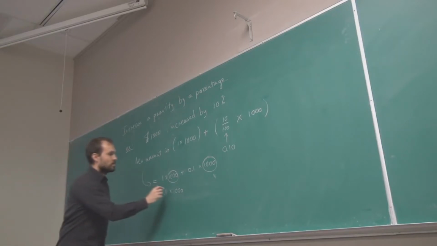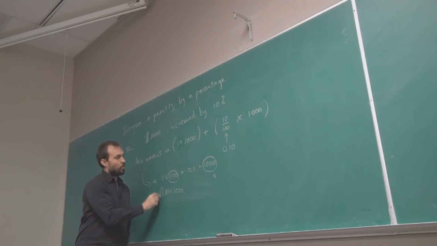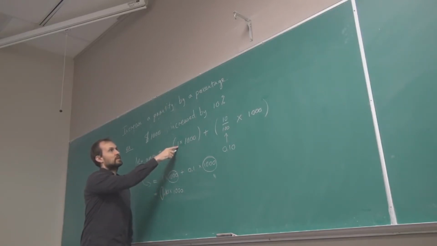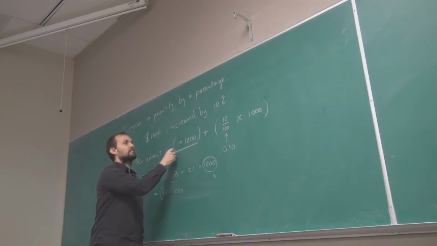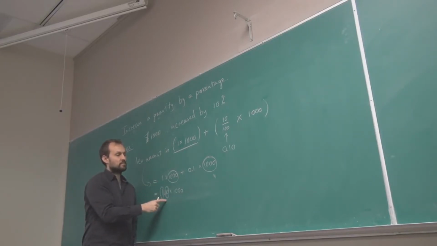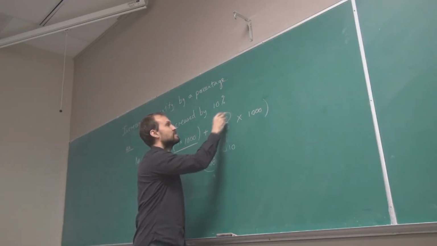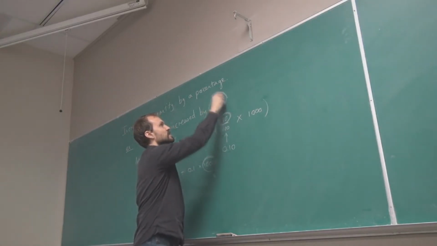Now I'm going to write the 0. Where do these come from? The 1 comes from my original amount still being there. The 0.10, or 0.10 if you will, comes from this percentage.